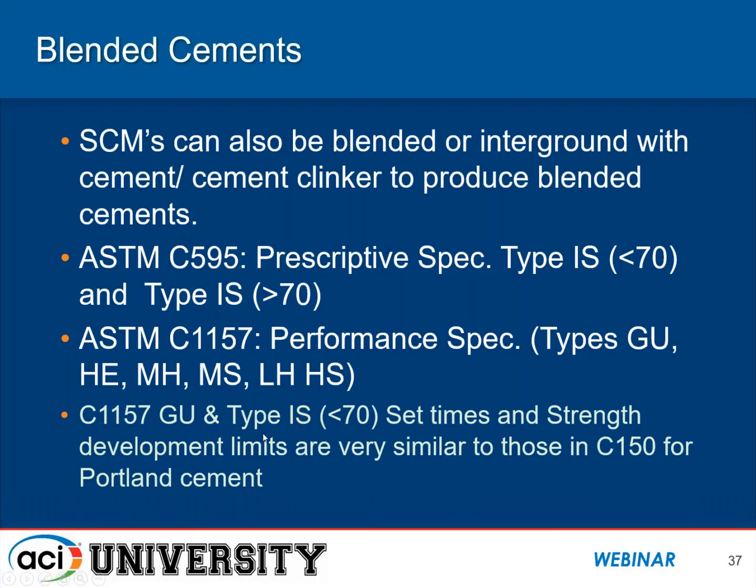Regardless, for the C595 less than 70% slag and C1157 GU cement, the set times and strength development curves are very similar to those in the C150 spec for Portland cement. In fact, in some cases, they're higher for the early strengths than with Portland cement. So the performance is very similar to Portland cement.